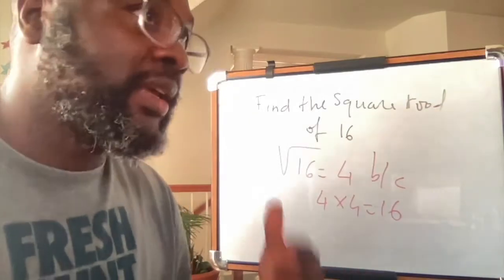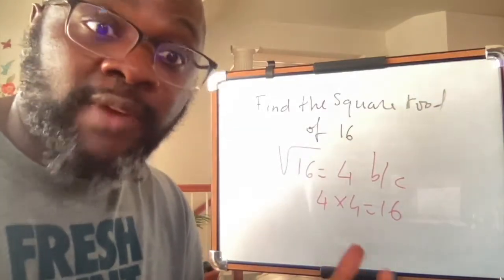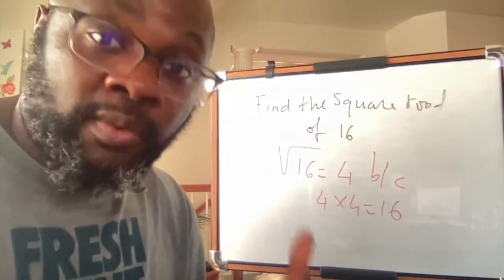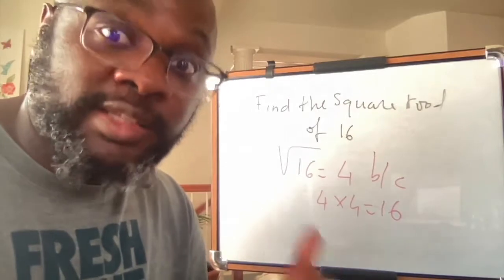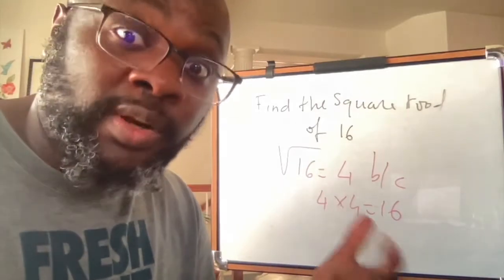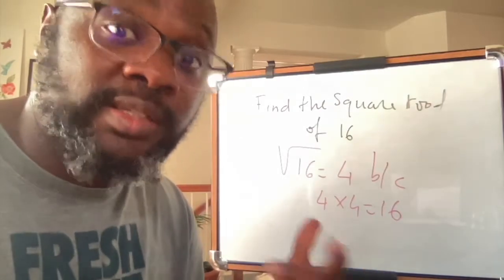So in this case, if I say what is the square root of 25, it will be 5, because 5 times 5 is 25. What is the square root of 100? It will be 10, because 10 times 10 is equal to 100. What is the square root of 169? It is 13, because 13 times 13 is 169.